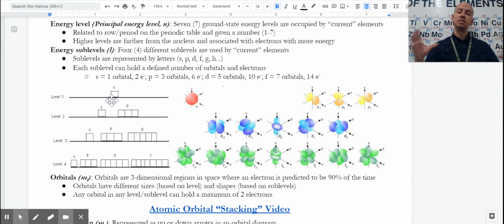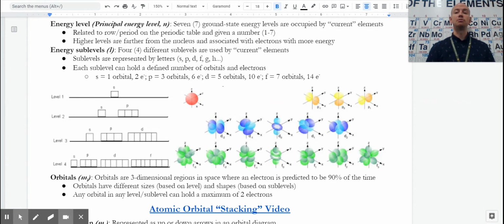Level 1 is the smallest level. It's that ring closest to the nucleus. It can only hold 1 sublevel. Level 2 has 2 sublevels. Level 3 has 3 sublevels. Level 4 has 4 sublevels. Level 5 has 5, etc. Those sublevels are represented by the letters S, P, D, or F.